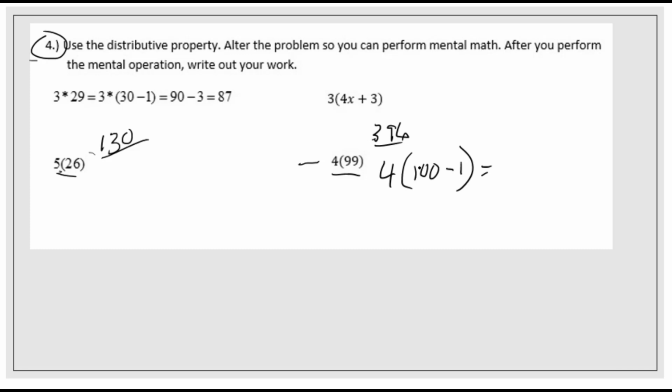I took 4 times 100 minus 1 instead of 4 times 99. So 4 times 100 is 400. 4 times a negative 1 is a negative 4, so that's 396. So that's how you write it out, but try to do it in your head. This one I broke up into this.